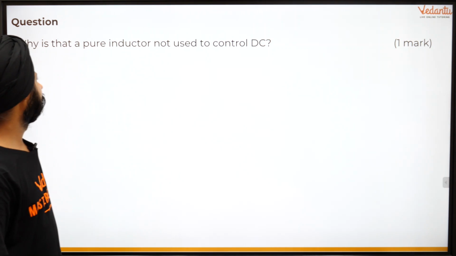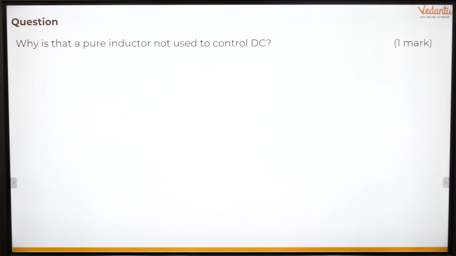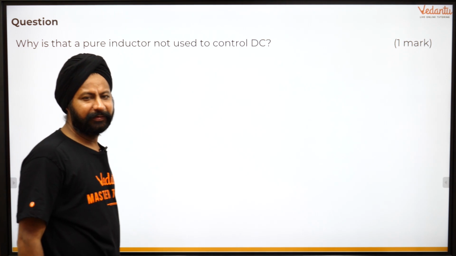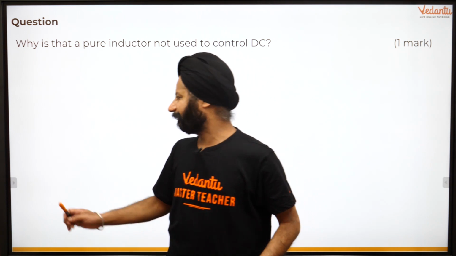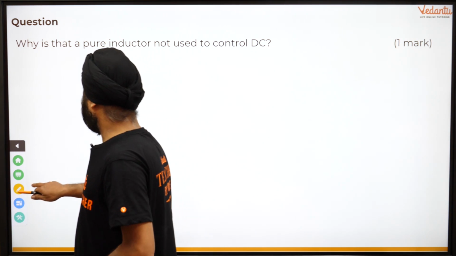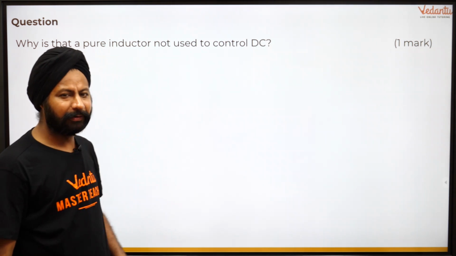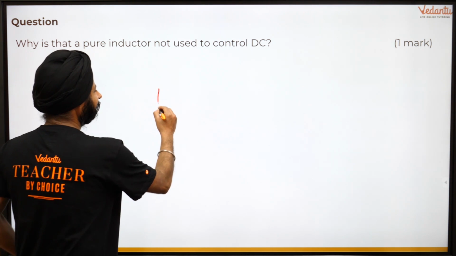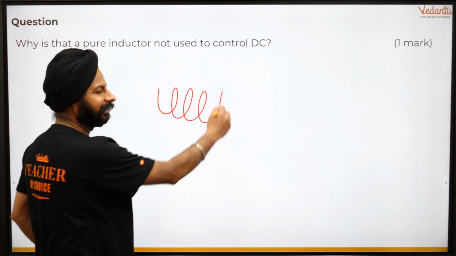So the first question has come here: why is a pure inductor not used to control a direct current? Now what is an inductor? We have done that in the past also. What is an inductor, basically? One more thing: you don't have to write all this, but you have to explain all this to yourself before you can answer it. Inductor.